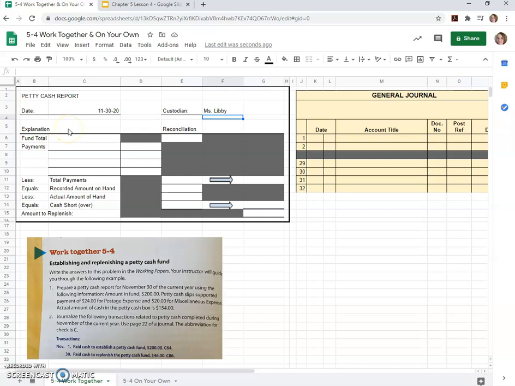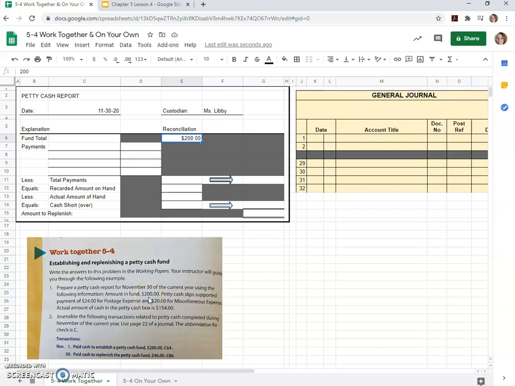All right, step 2, write the fund total from the general ledger. Our problem says the amount is $200. So that $200 would go at fund total right here. We could make it dollars if we wanted to.